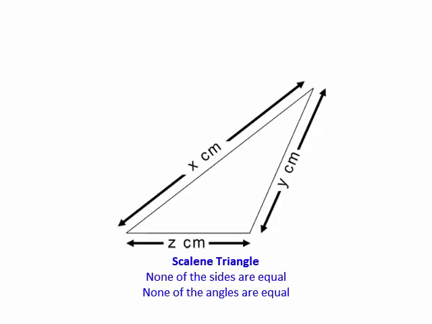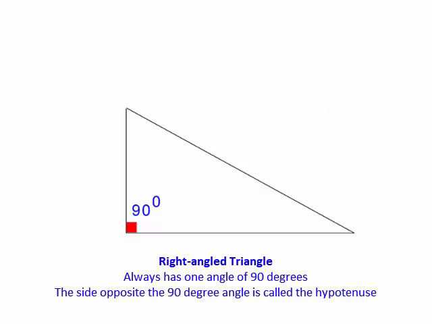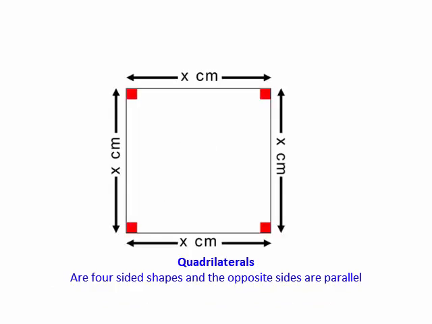This triangle is known as a scalene triangle, and in this triangle none of the sides are equal and none of the angles are equal. And finally we have the right-angled triangle, which always has one angle of 90 degrees, and the side opposite this angle is always called the hypotenuse.